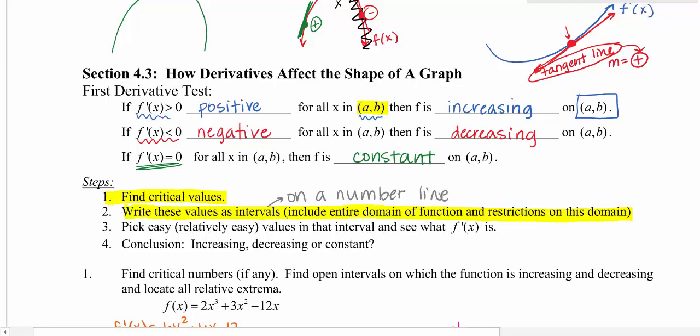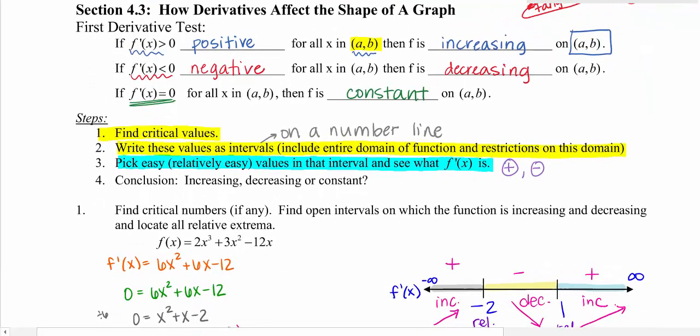And then we're going to pick as easy as we can, right? That's why I say relatively easy values that are in those intervals that we have, and I'll show you what I mean here in a second, and see what the sign of f prime of x is. Is it positive? Is it negative? What is it? We don't necessarily care about the exact value, we just care about the sign of it. And then we make our conclusion based on that. Are we increasing, are we decreasing, or are we constant?